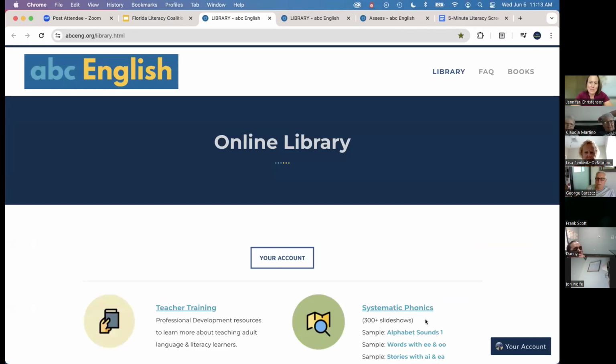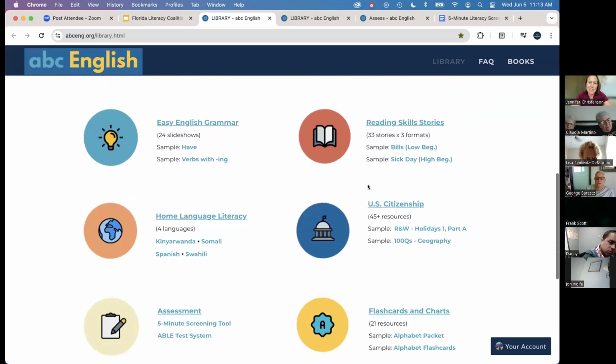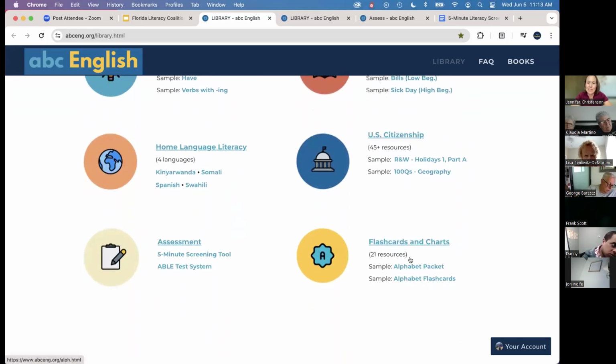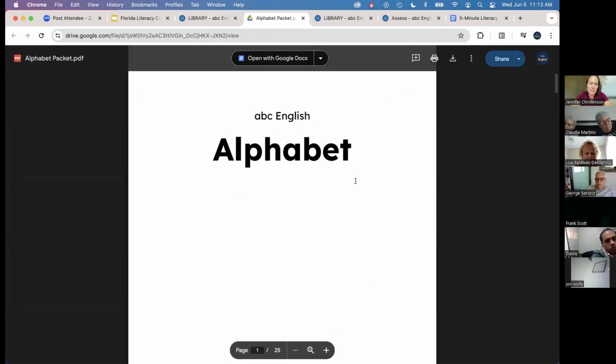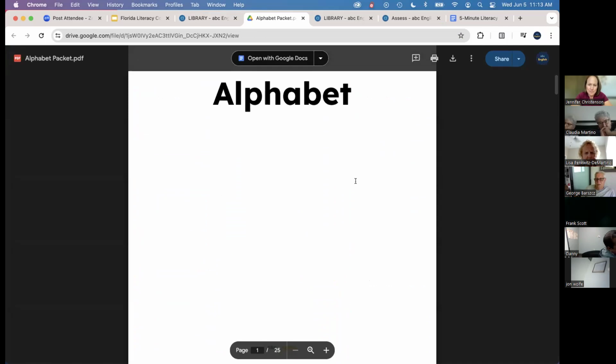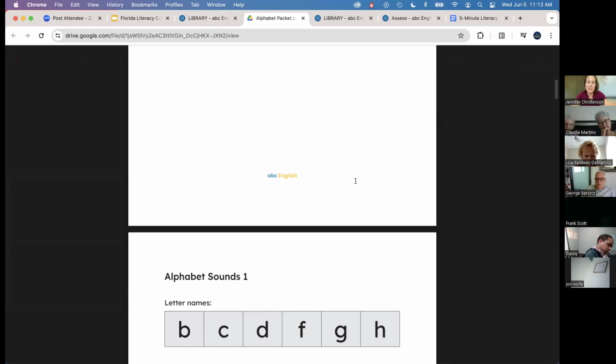This alphabet packet is another free resource that I wanted to make sure that you know is available. So again, if you come here to the ABC English website and click here on the library tab, I mentioned those 10 different categories of resources. The very last category, you'll see a link here to the alphabet packet. This is a 25-page packet that helps you as a teacher to teach a student who doesn't yet know anything about the alphabet letters or sounds.